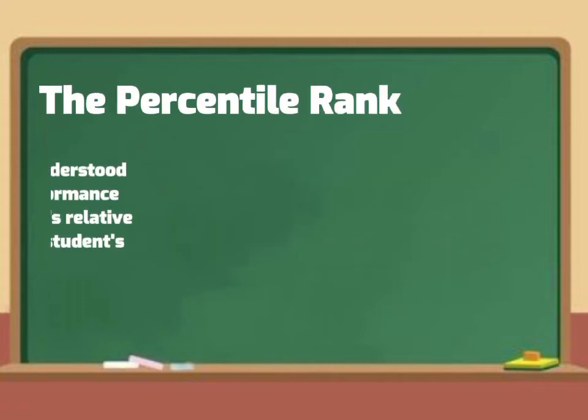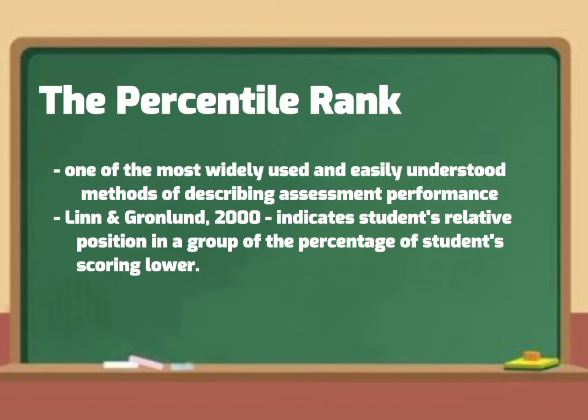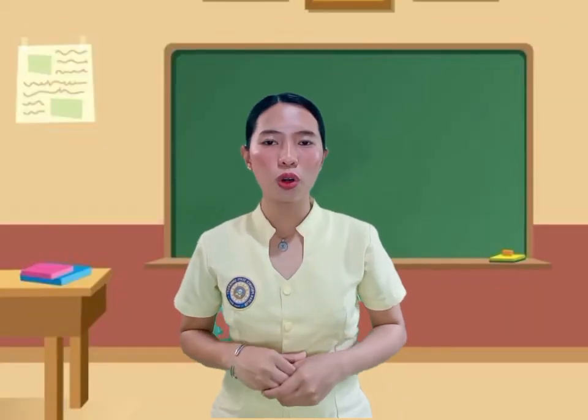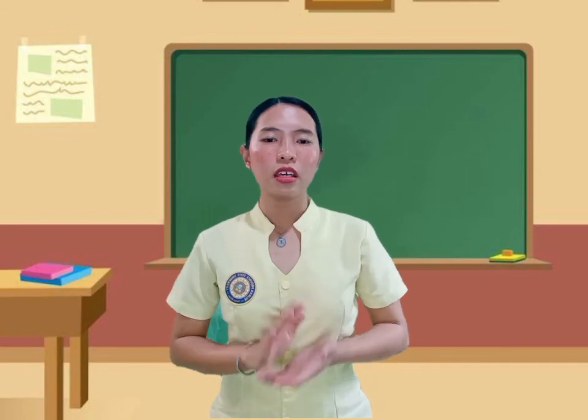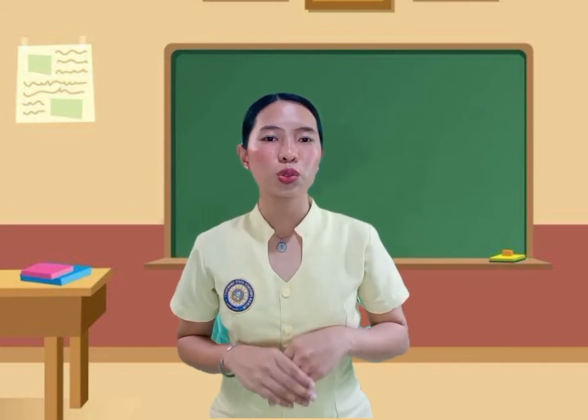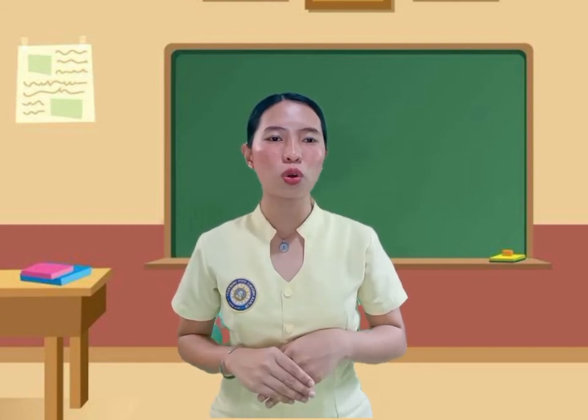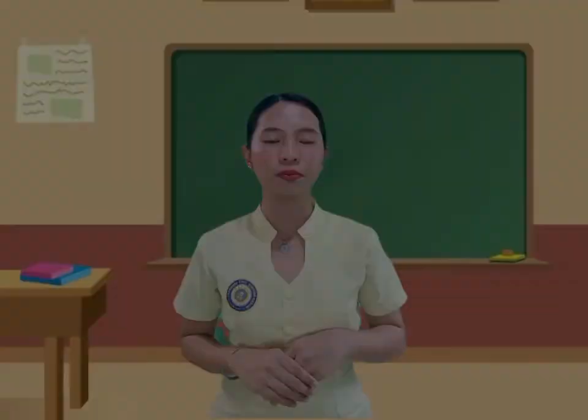The percentile rank. Percentile rank is one of the most widely used and easily understood methods of describing assessment performance. It indicates the student's relative position in a group in terms of the percentage of students scoring lower. Note: standard scores also have shortcomings. Students and parents find them difficult to understand, and the interpretation is difficult unless the scores are evenly distributed.